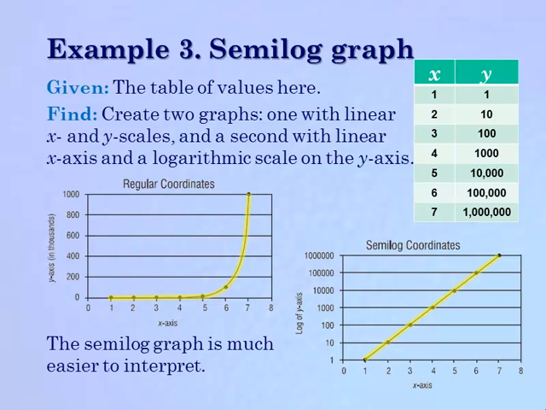We call it semilog because only one of the axes is logarithmic. There are cases where both the x-axis and the y-axis are logarithmically scaled, and that would be called log-log graph paper. And when you only have one of them that's logarithmic, either the x or the y-axis, then you would call it a semilog graph.